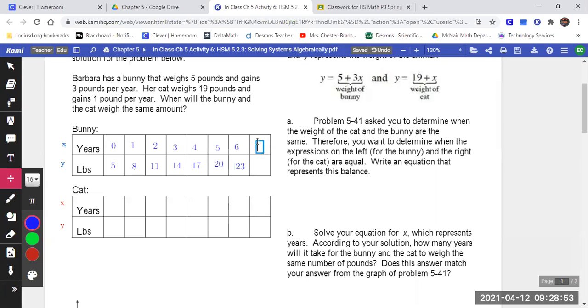Year 7. 26. Lily, how likely is it to have a bunny that's 26 pounds? Can a bunny get that big? Because I know you have a bunny, right? Lily, can a bunny get to 26 pounds? Yeah. Oh, Brianna, you have a bunny. Can a bunny get to 26 pounds? I think Lily has one too, right?